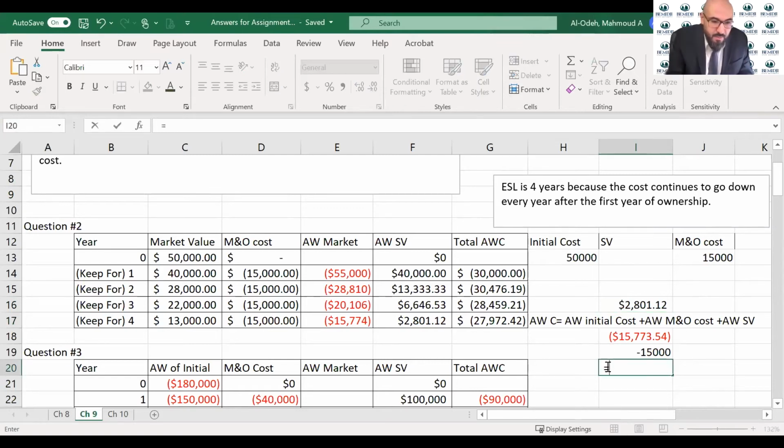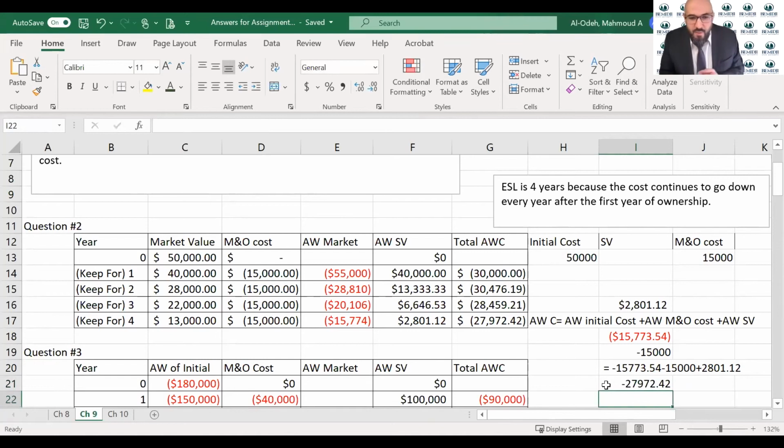Okay, now let's add these together. We're going to add the negative 15,773.54, negative 15,000, the maintenance and operational cost, and the positive salvage value 2,801.12. Okay, and now add these together. That will give you a negative 27,972, and that would be the total annual worth of cost.